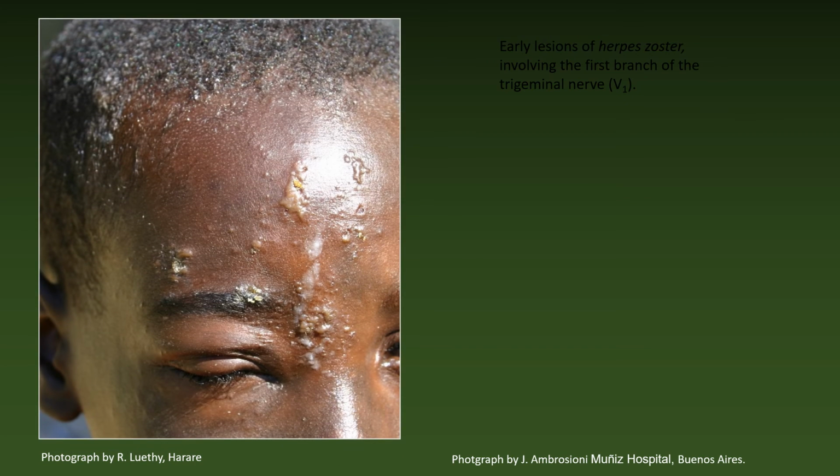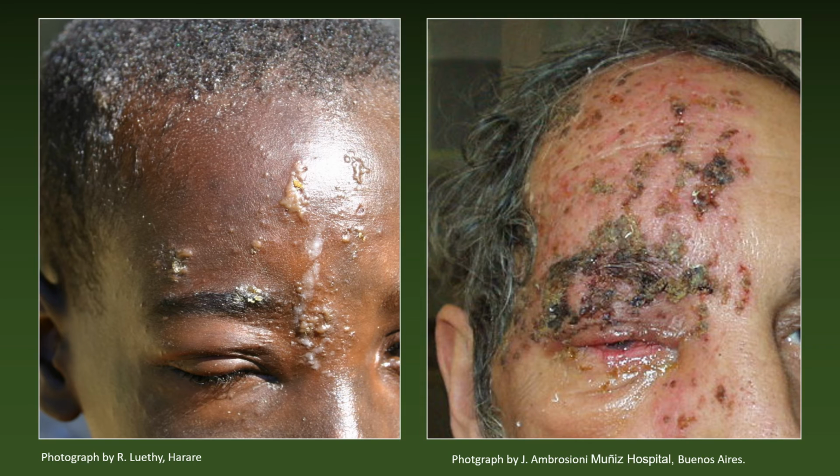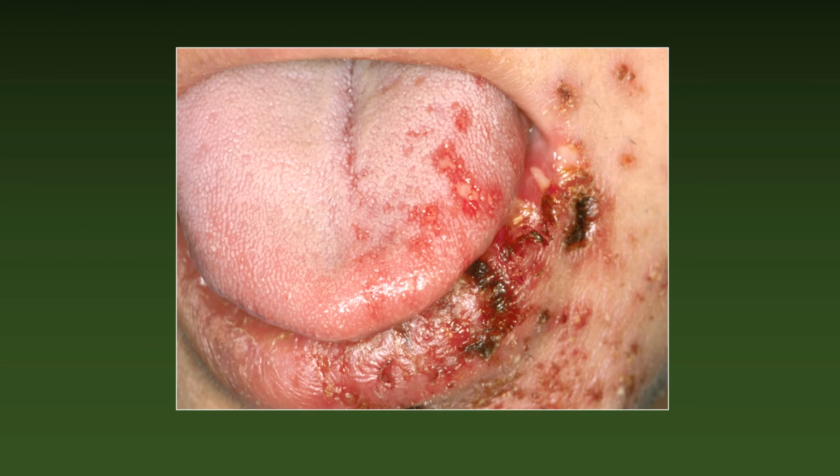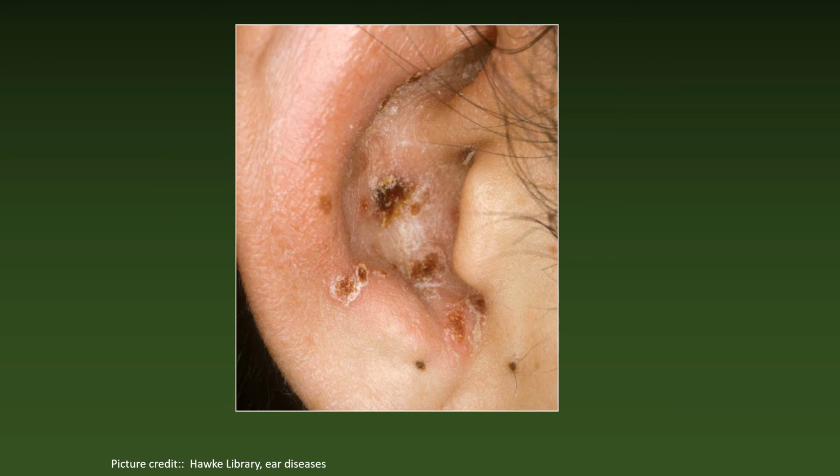Ophthalmic zoster, shown here, is due to involvement of the first branch of the trigeminal nerve. It may cause scarring of the cornea. An example of involvement of the third branch of the trigeminal nerve. Lesions on the outer ear, often associated with facial palsy, point to the facial nerve. This is called the Ramsay Hunt syndrome.